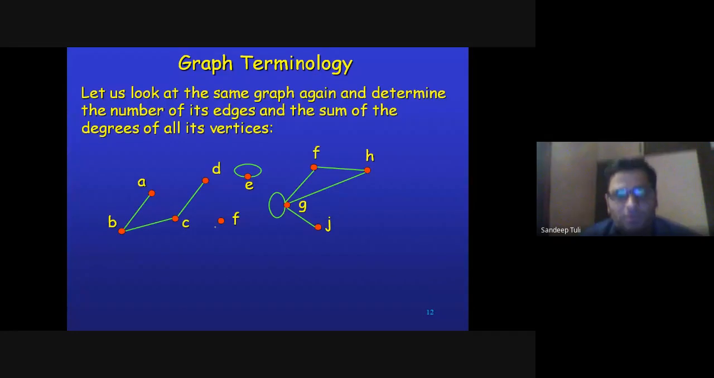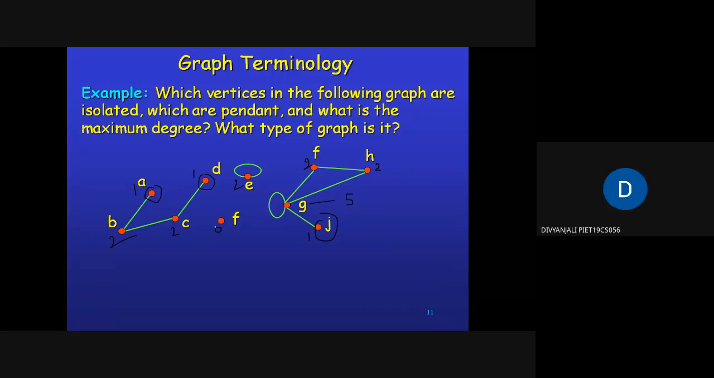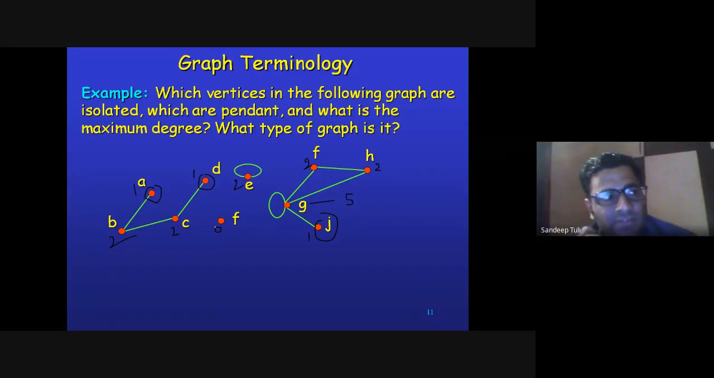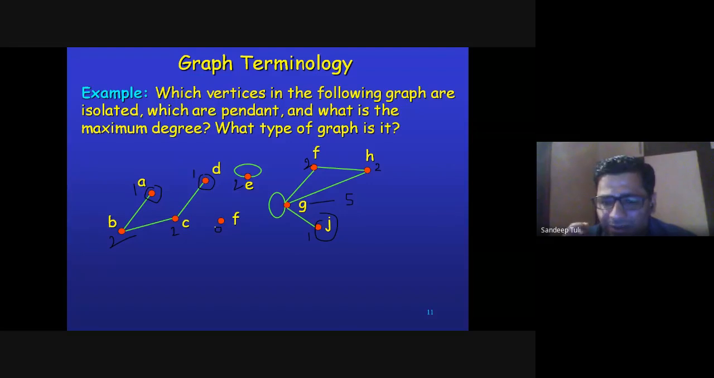Okay, now let us look at the same graph and determine the number of its edges and the sum of the degrees of all its vertices. Find out the sum of the degrees. Tell me, what is the sum of the degree? 18. It is 18. And now find out the number of edges. Number of edges find karo isme. 11?